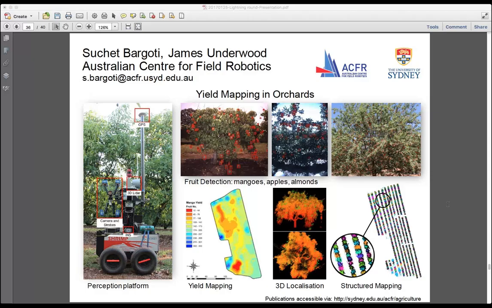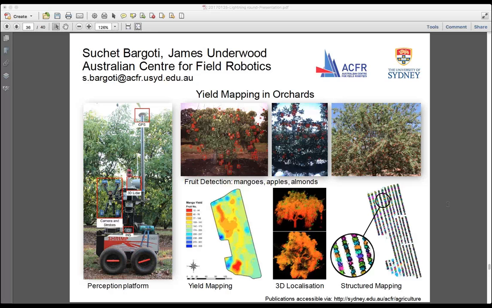The motivation here is to understand the distribution of crop load across the farm, and it involves gathering sensor data and deploying fruit detection and mapping algorithms. So on the left here is our general purpose perception platform, which has a range of sensing modalities, and it gathers data across the farm. Then fruit detections are made on individual images using state-of-the-art machine learning architectures.